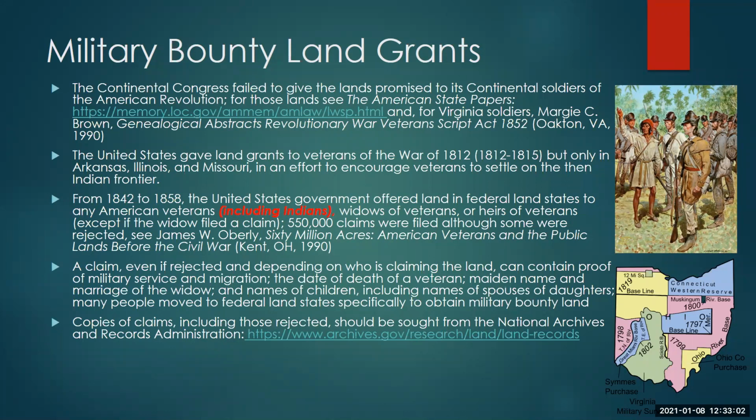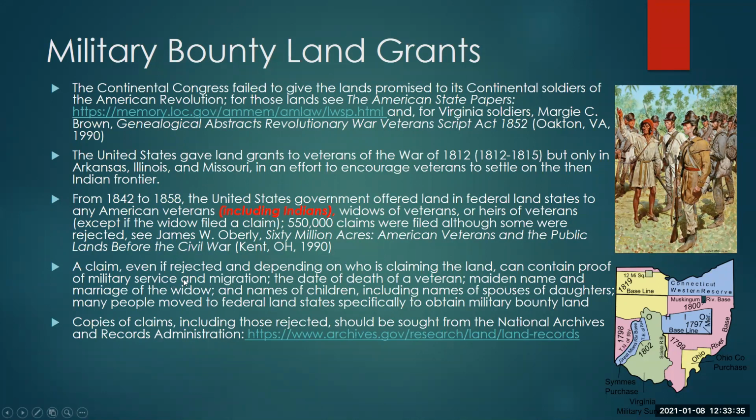And if the widow and the veteran had not survived, the next of kin of the American veteran could get land. And so the veteran died, the widow of the veteran died, and his 14 children are going to show up and claim the land. All right, 550,000 claims were filed, although some were rejected, and there's a book available on this.